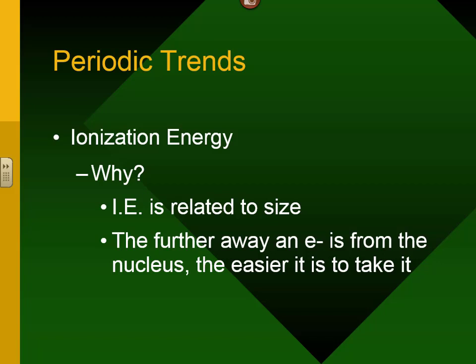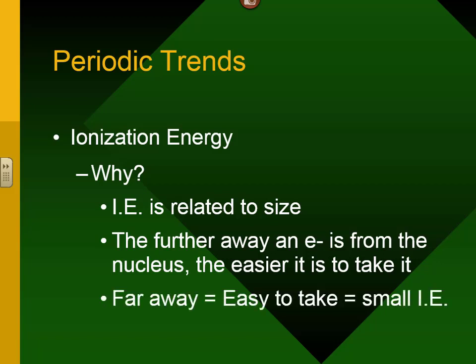Ionization energy, when you're talking about metals, tends to correspond to reactivity. The lower the ionization energy, the more violently that atom will react, or more quickly it will react. So electrons that are far away from the nucleus are easy to take. That means there's a small ionization energy.